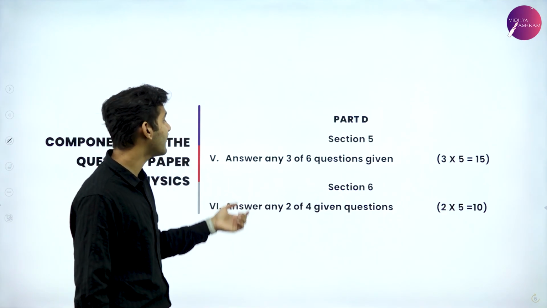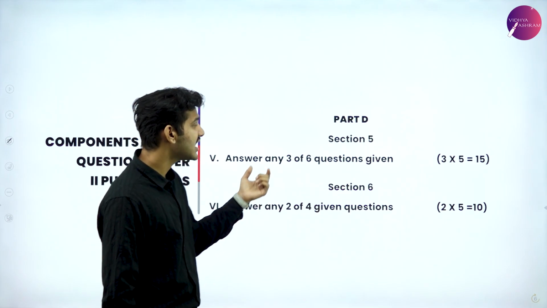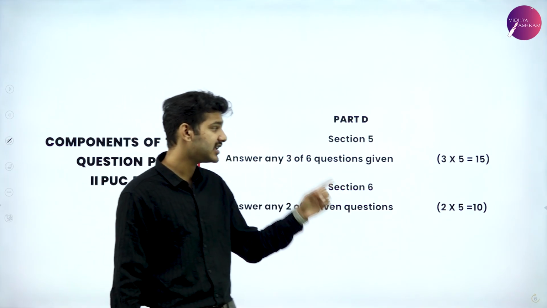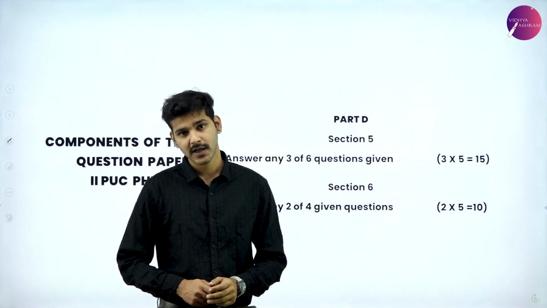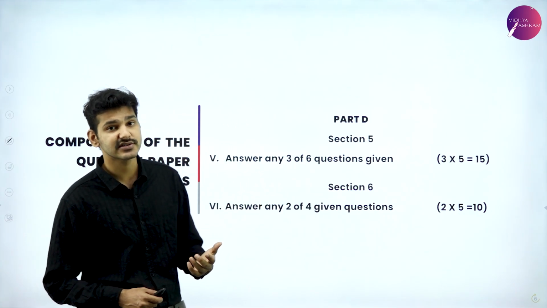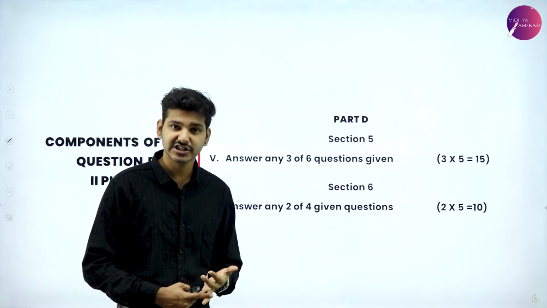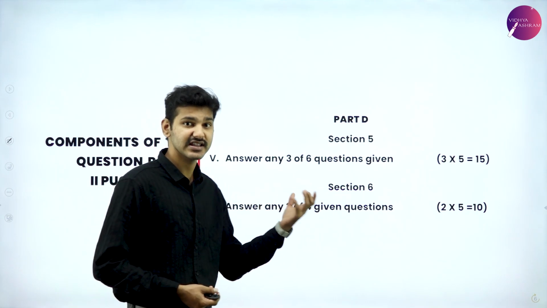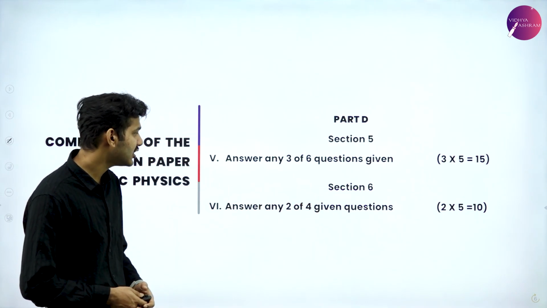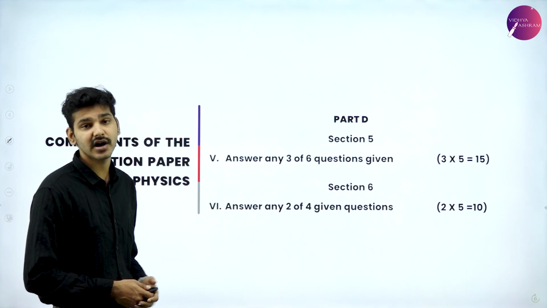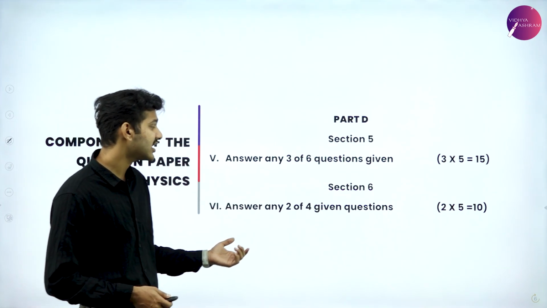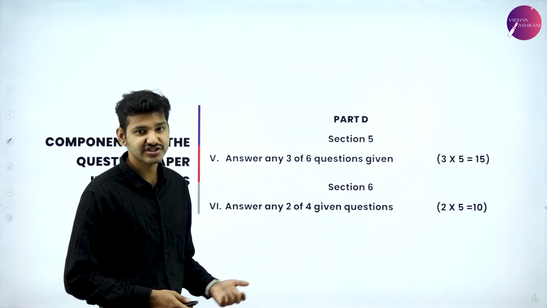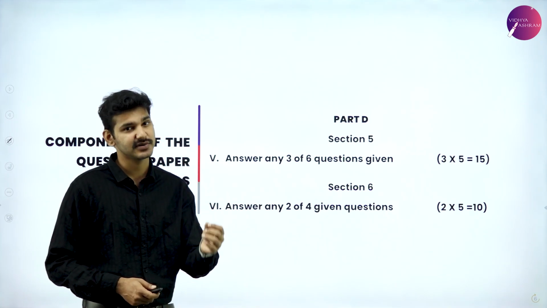Finally, you will have a Part D, where you'll have a set of 6 questions, out of which you'll have to answer 3 questions, which will be given 5 marks each. These are the questions where you'll have to answer with derivations, explanations, scientific phenomena, and concepts. Everything will be discussed in depth in these questions. And finally, you have a section 6 under Part D, where you'll have to answer any 2 of the 4 given questions, which will normally be circuits, diagrams, or theories which need explanations.